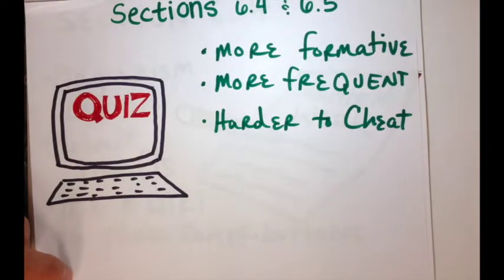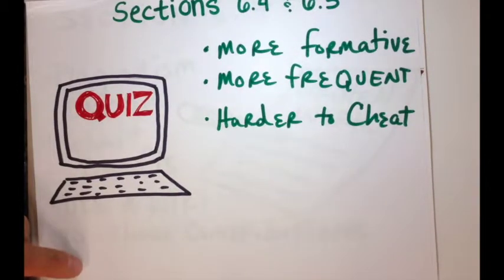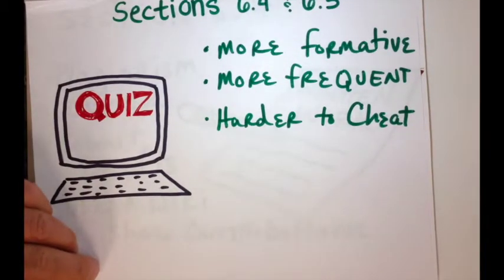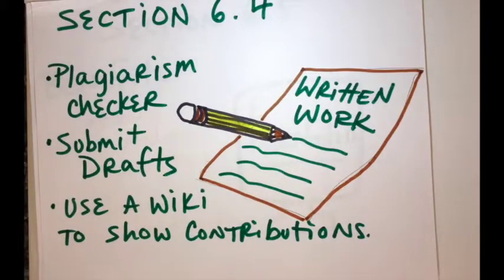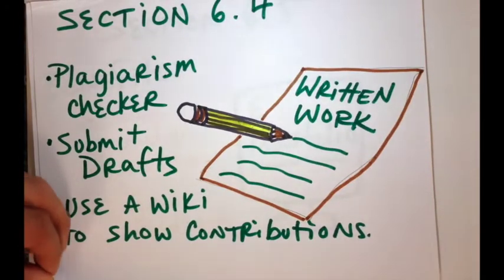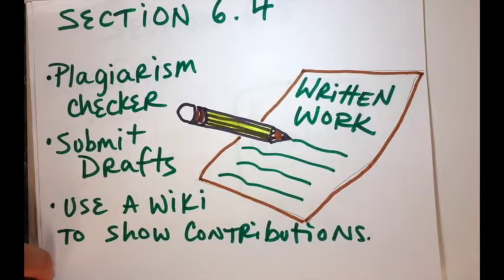Sections 6.4 and 6.5, encouraging online honesty. For online quizzes, make them more formative where students can retake, have them frequent and harder to cheat on. For written work that students submit online, you can make use of plagiarism checkers, have them submit their work in drafts, and use a wiki so you can show who contributed.